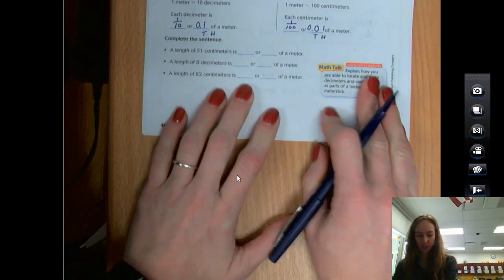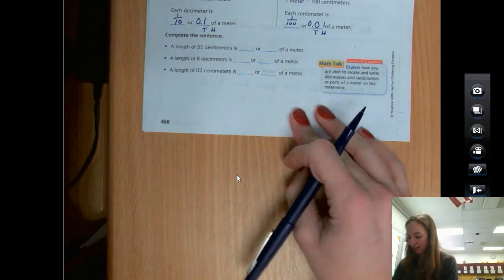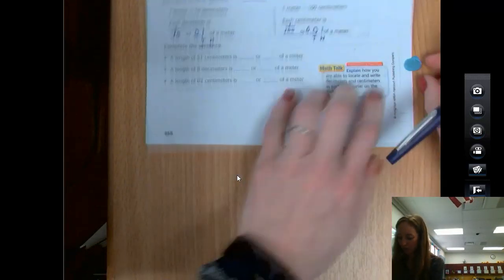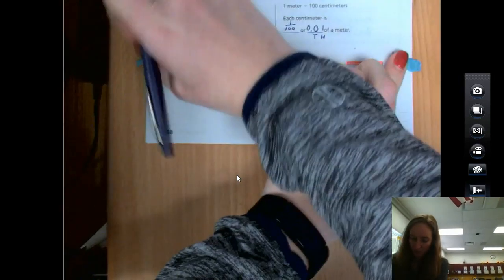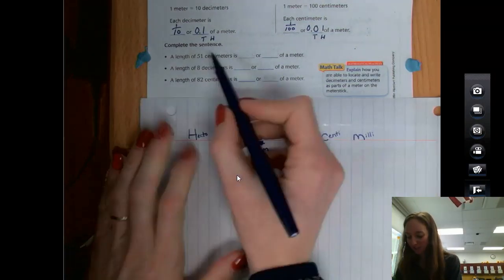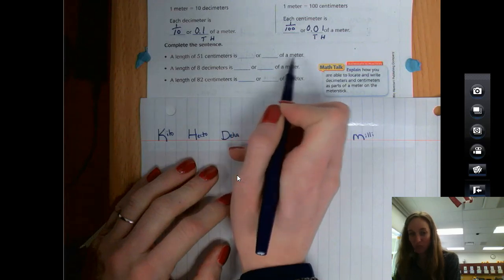So I'm going to push this up. I'm going to grab a little sticky tack. You know I love sticky tack, right? Just to hold this guy in place, like a little bit of gum. Okay, so I can get my help guide here. A length of 51 centimeters is blank or blank of a meter.